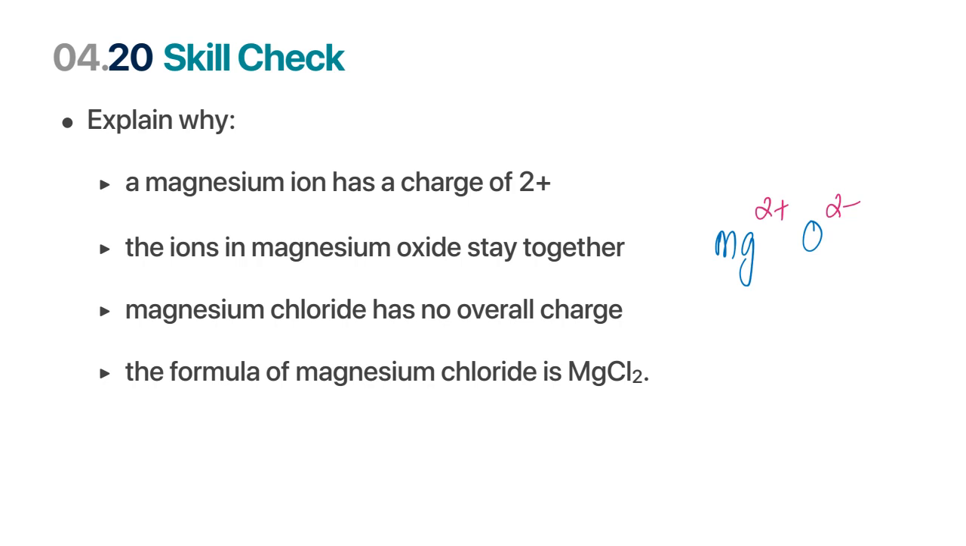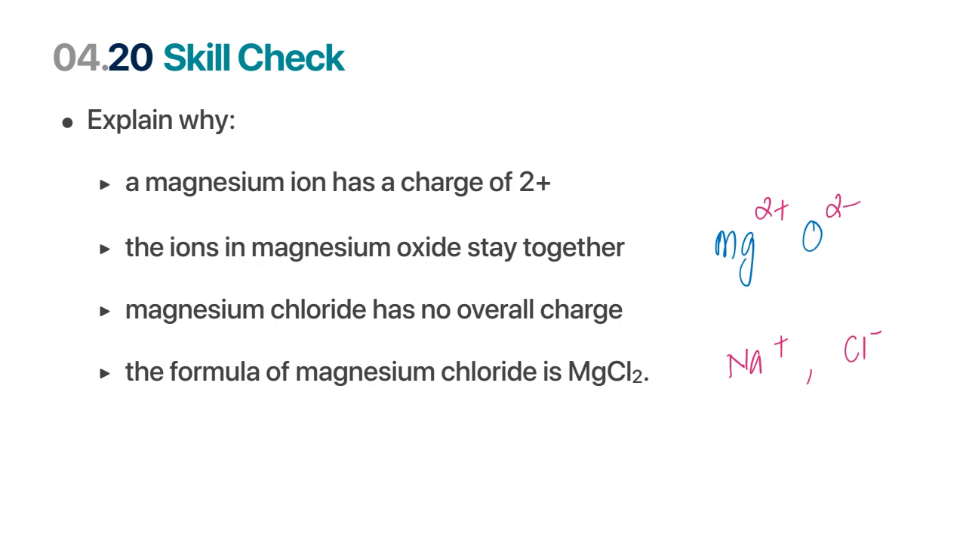Magnesium chloride has no overall charge, or any of these compounds have no overall charge, because the sum of their charges cancel each other out. If you hold a grain of salt, it will have millions of sodium ions and millions of chlorine ions, but they'll be in equal number, right? So the net positive charge on it and the net negative charge on it will balance each other out. So overall there's no charge.